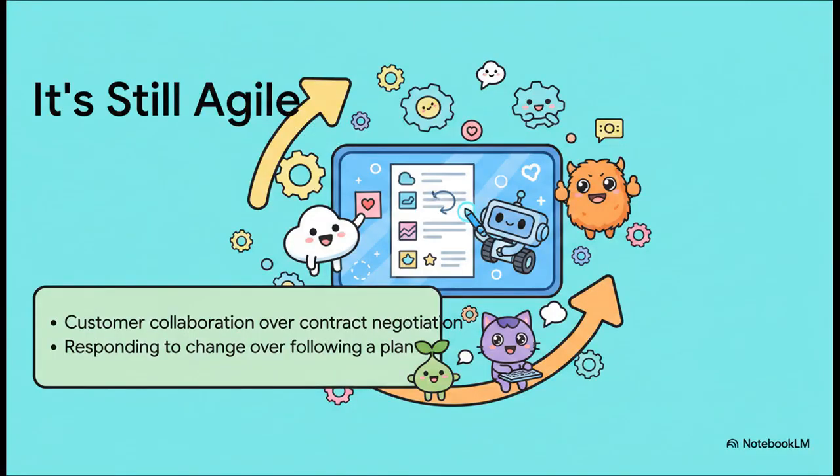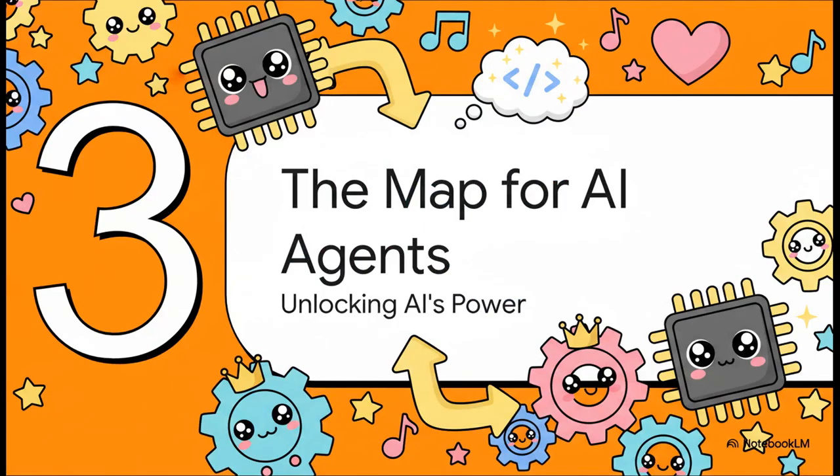And look, this doesn't throw Agile out the window. Not at all. It's actually an evolution of it. The big difference is that now your iteration loop is focused on the specification, not just the code. You are still collaborating, you are still responding to change, but you're doing it at a higher, more strategic level. Now, this shift is more than just a change in process. It's absolutely critical for the next wave of development, the one that's going to be powered by AI agents.